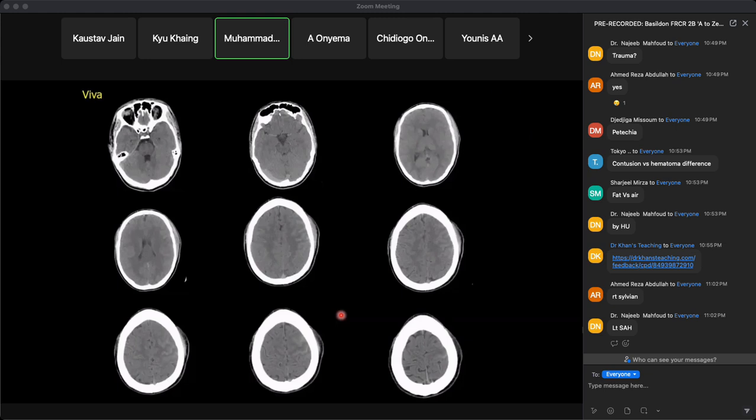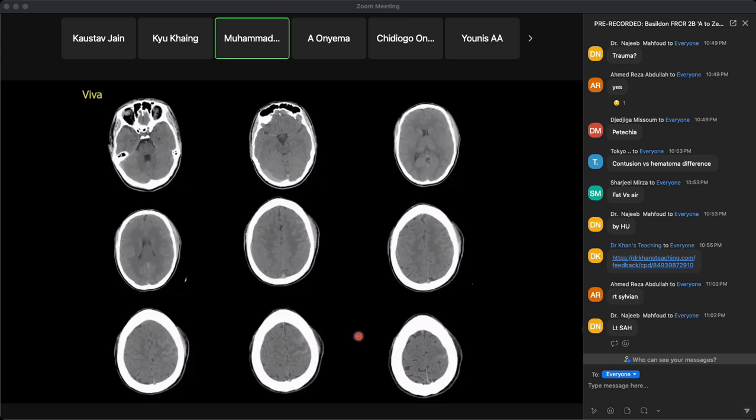Yeah, you're right. Calcification will always be more than 80 Hounsfield unit. If you see this, this is something like the gray matter. It looks more like hemorrhage to me. What else can it be? How are you going to tackle it in the exam? That's the basic question.